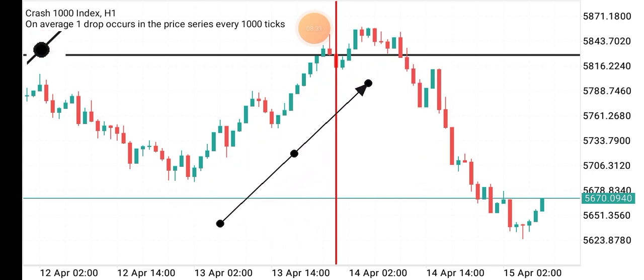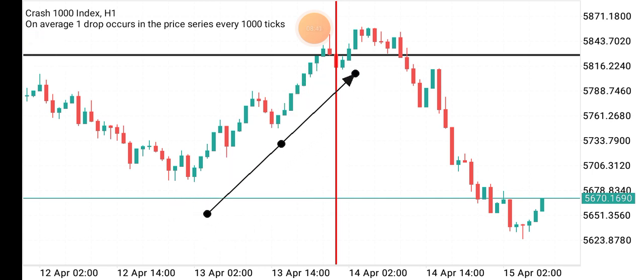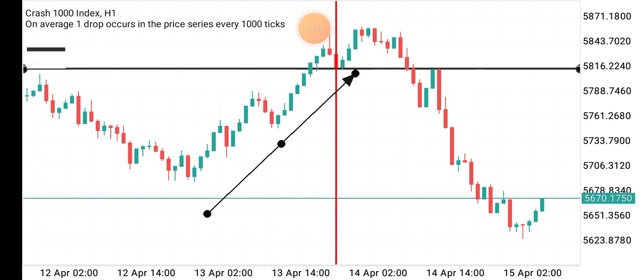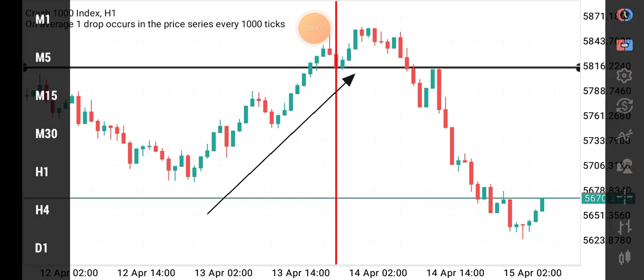Mind you, this horizontal line we are putting right here is on the higher time frame. If you go down to a lower time frame, you might need to adjust it. So it is possible that the horizontal line might be somewhere around here on the close. Let's just go to the weekly time frame to confirm that.